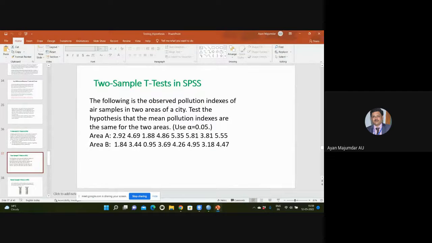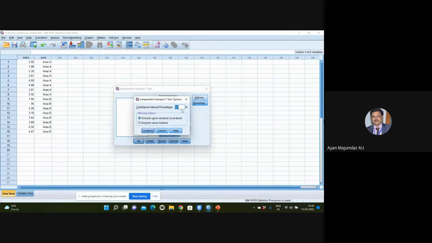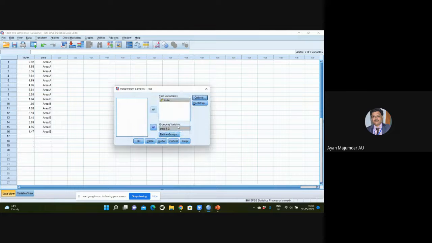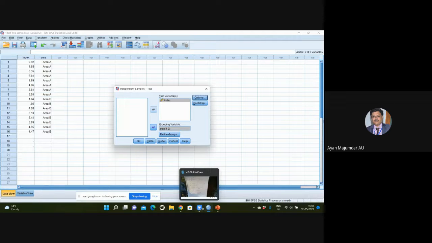Level of significance in our problem was 5%. So you can click the options. By default 95% confidence is taken, so we are testing it at 5%. We need not change anything. So we will now run and we will get the results.